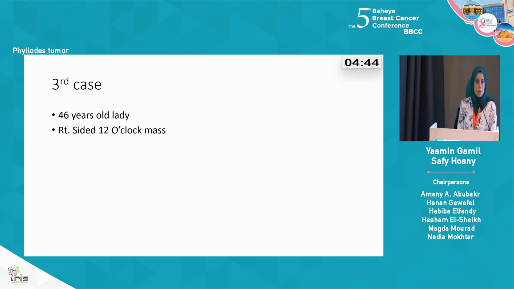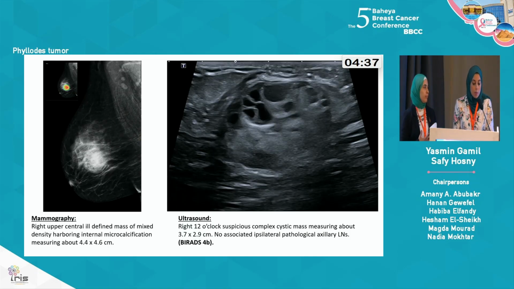Our third case is a 46-year-old female presented with a right-sided 12 o'clock mass. On mammography, it was an upper central ill-defined mass of mixed density harboring microcalcification, measuring about 4.4 by 4.6, and the artificial intelligence gave it about 96% suspicion. Ultrasound showed a right 12 o'clock suspicious complex cystic mass. There were no associated ipsilateral pathological axillary lymph nodes. It was categorized as BI-RADS 4B.